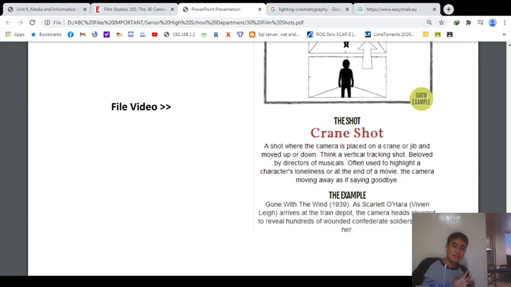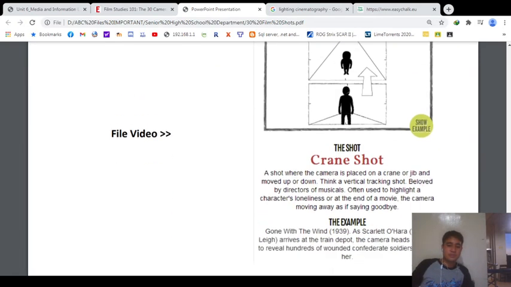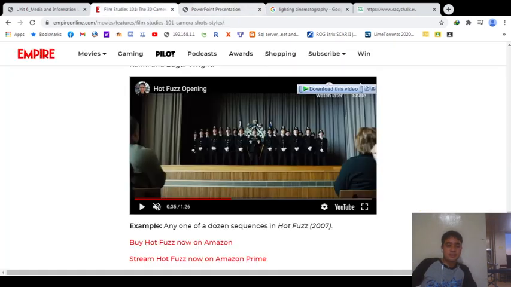Next is the crane shot. The crane moves upward. Okay? It's a movement. The tilt shot is different, because the tilt is downward, compared to the low angle shot and the high angle shot, which are only one position, they don't move. The crane shot goes upward and downward. So that is the end of our camera shots.